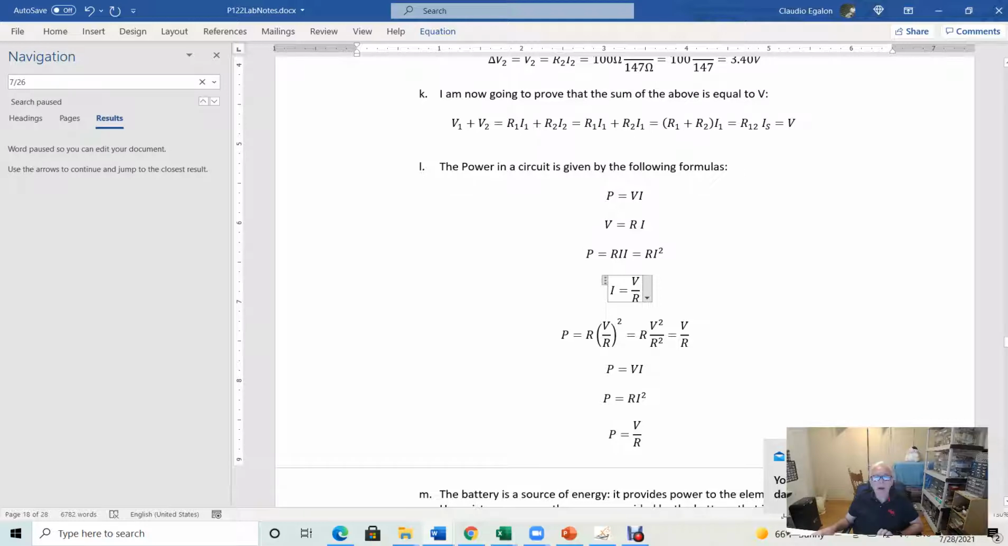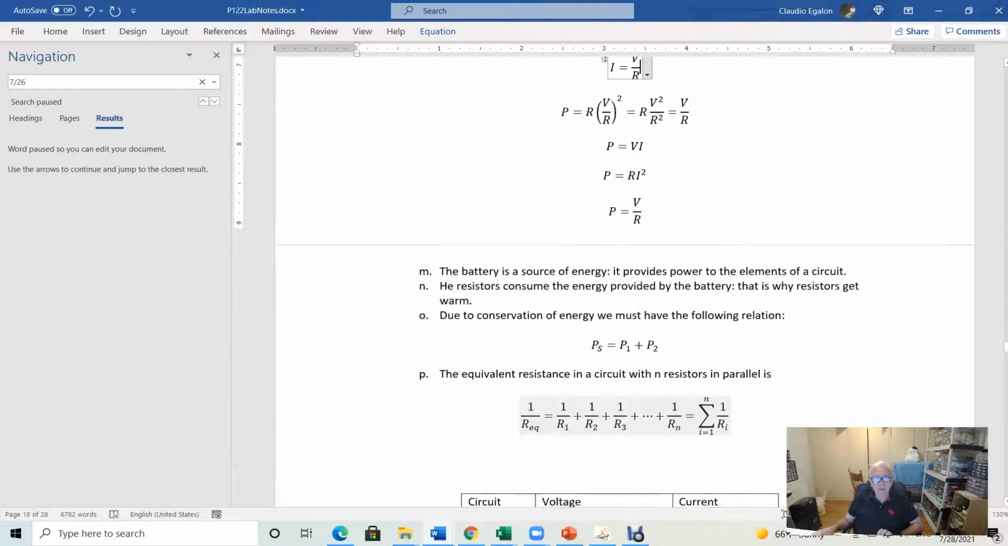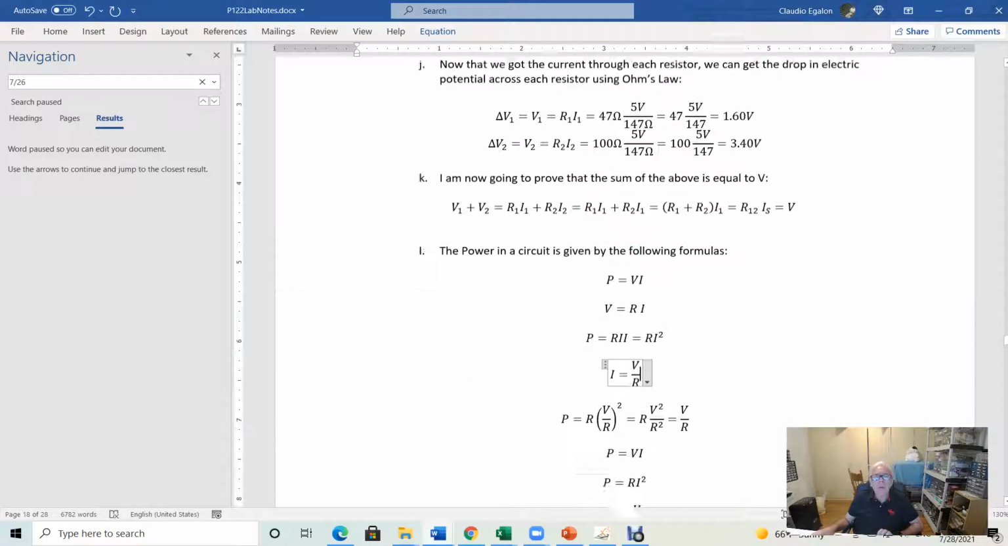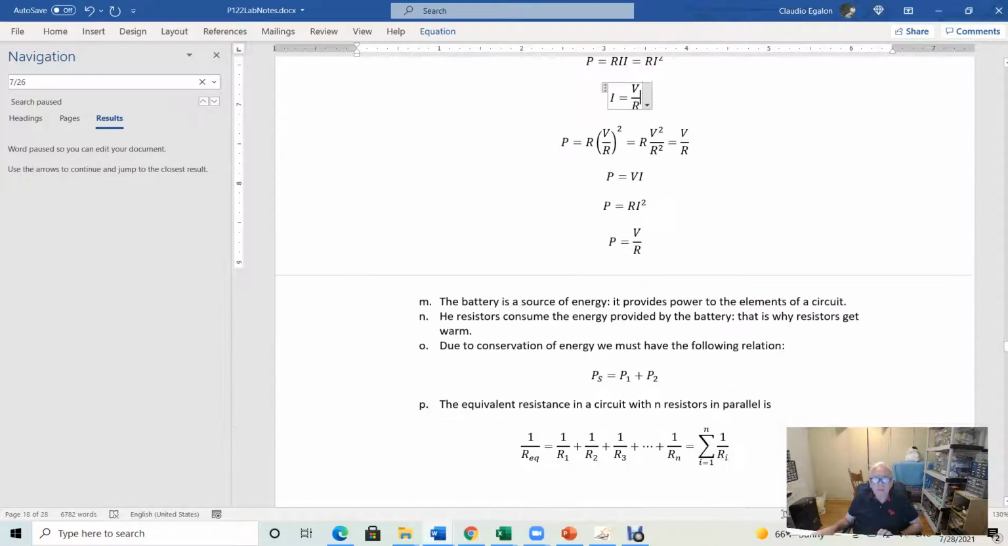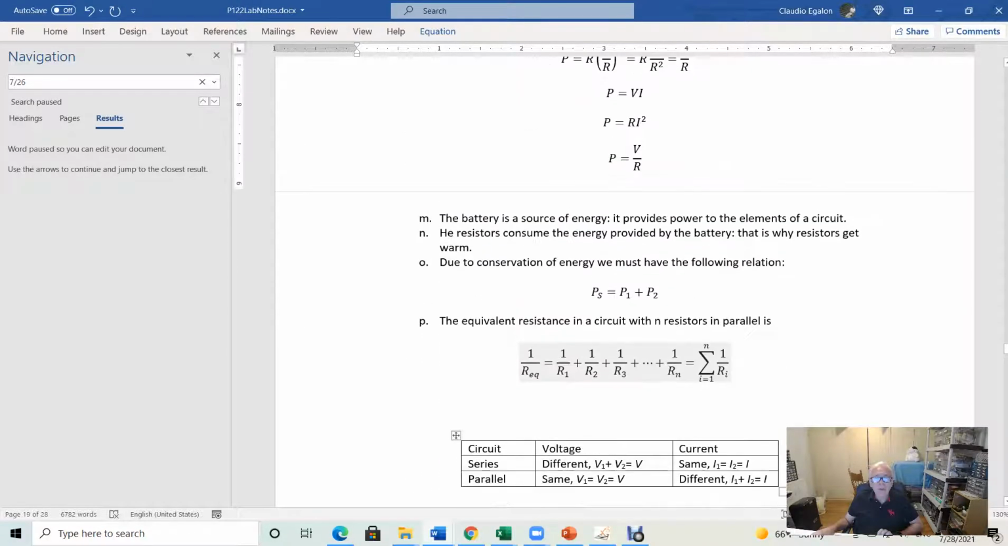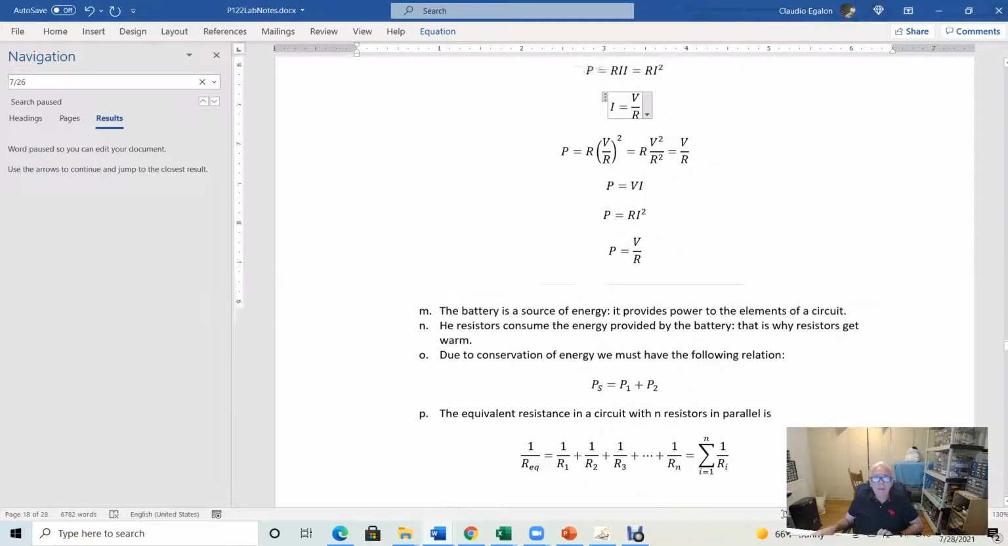So go ahead, calculate the power of the source, which is the power of the battery, the power through resistor number 1, and the power through resistor number 2. Okay? Let me see if I calculated that for you. No, I didn't calculate numerically, unfortunately. Yeah, I don't see it. But I'm going to do it in the other one.